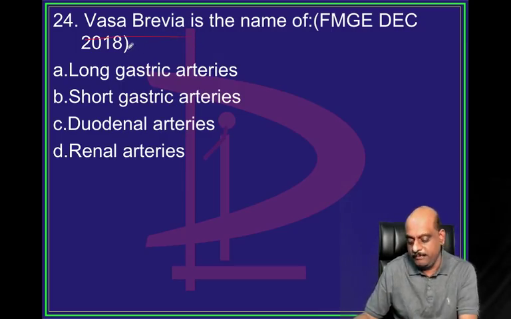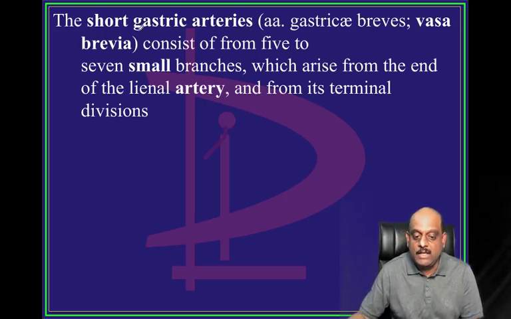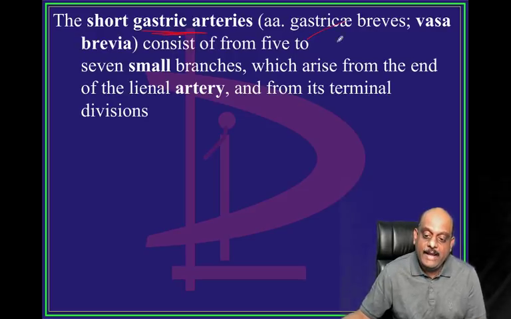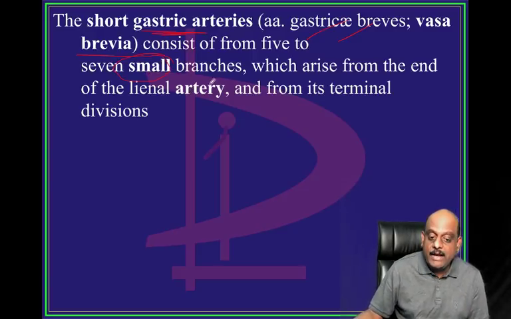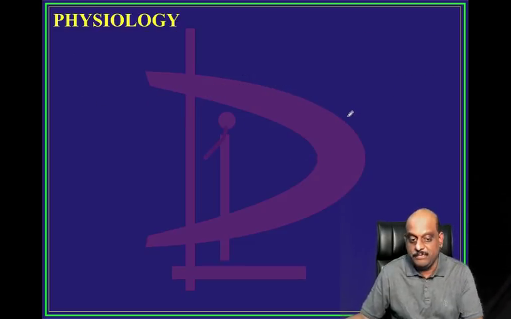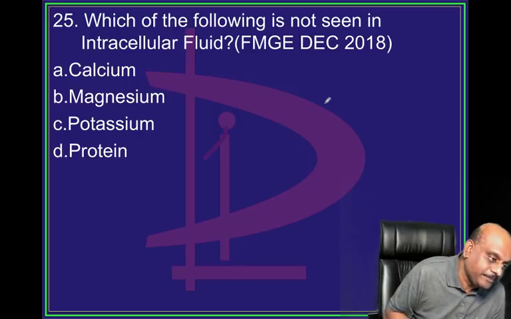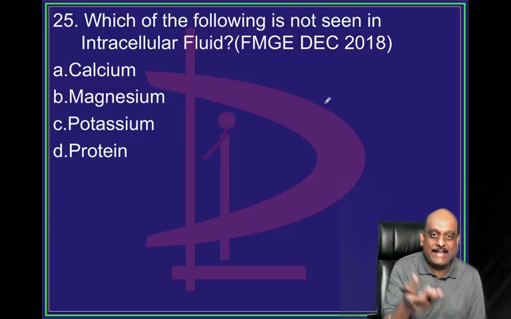Vasa brevia means what? Short gastric vessels. The short gastric arteries को बोलते हैं gastricae brevis, vasa brevia. A little bit of Spanish, Italian भी आना पड़ता. So there are 7 small branches. They arise from the end of the splenic artery and from its terminal divisions. That's what you need to remember. So कितना easy है anatomy? कल का भी 25 questions ऐसा ही होता. खेलते खेलते आंसर कर सकते.